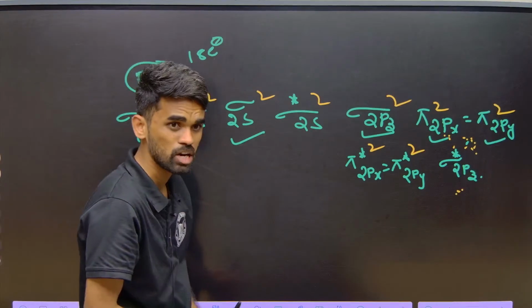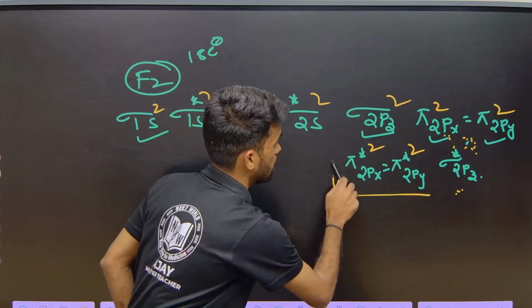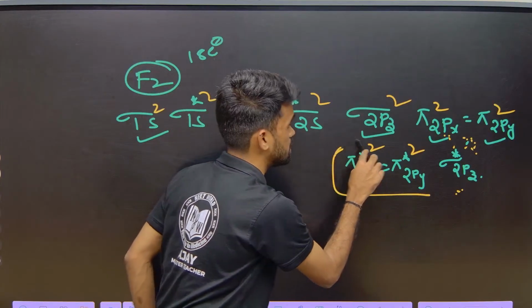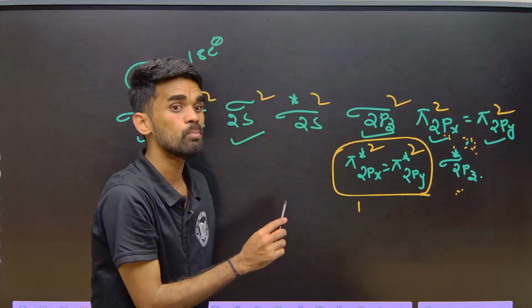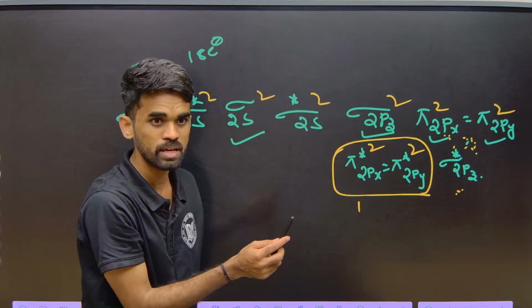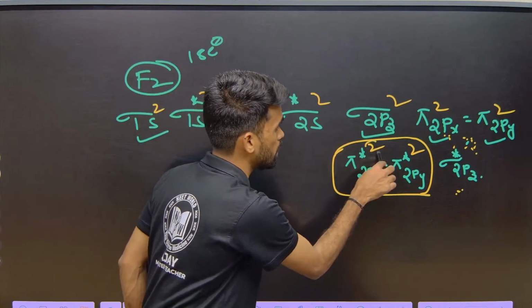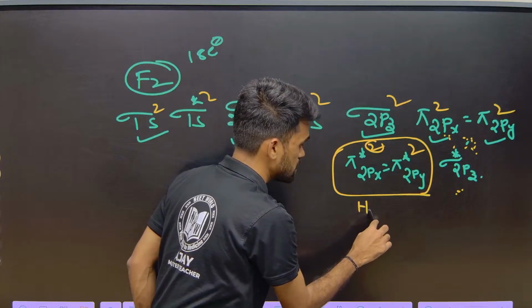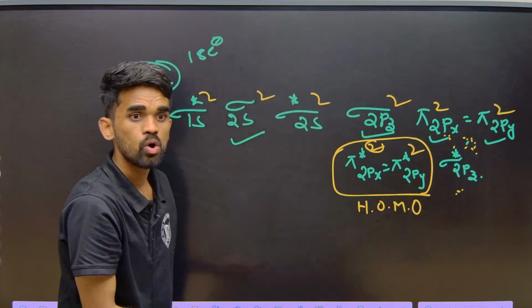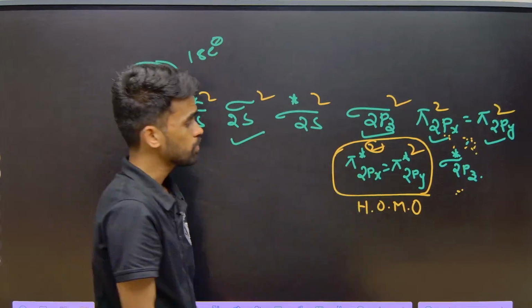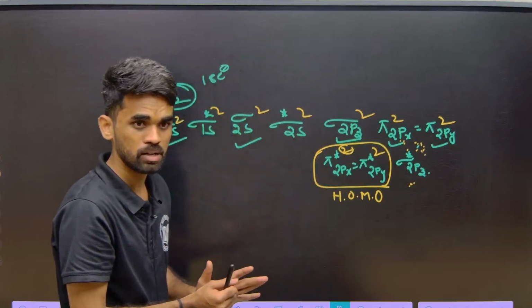What is the highest energy orbital? Pi star 2px and pi star 2py. These are degenerate now. So both of these are highest occupied molecular orbitals. They are occupied by electrons. So you should say these are HOMO orbitals. And tell me, what is the lowest unoccupied molecular orbital?